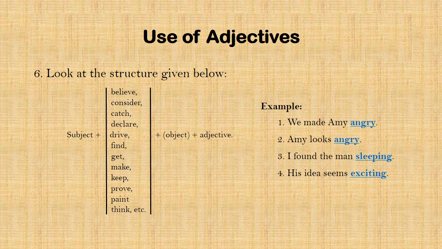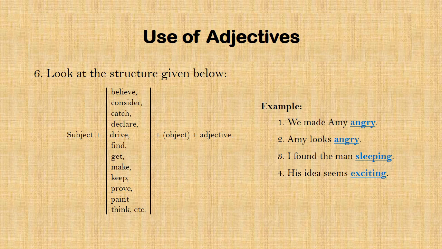Here is another structure for you. Read the verbs believe, consider, have, drive, find, get, make, and etc. are given here. After the verbs mentioned here, if there is a gap, you may have to use adjectives in the gap. Read the examples.